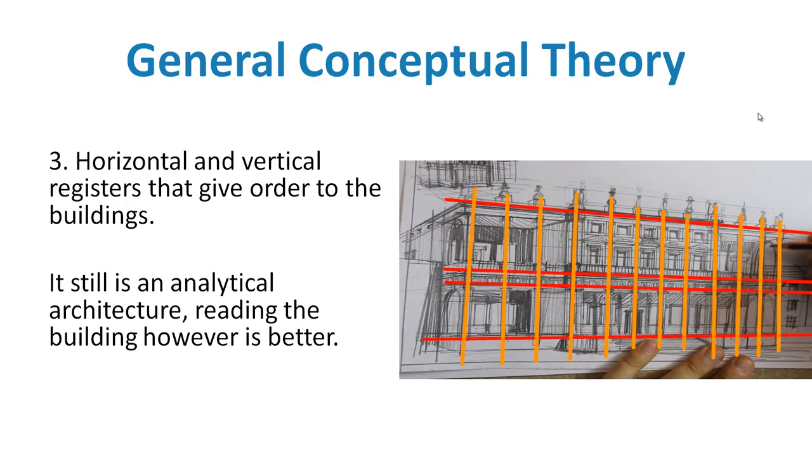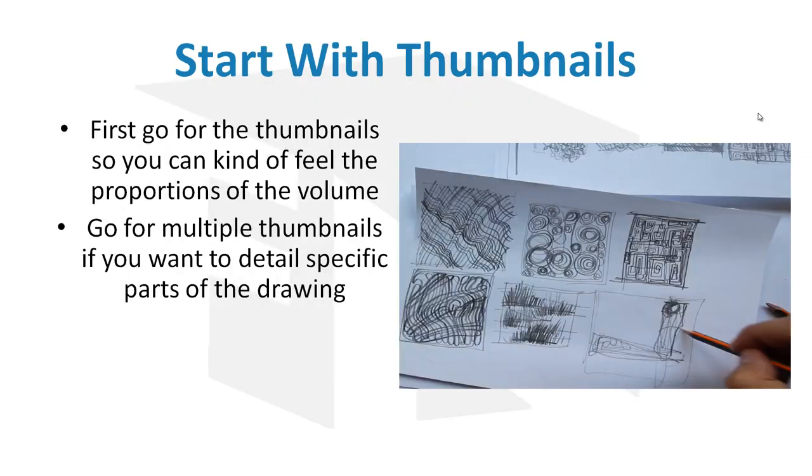Again, number three, the conceptual theory. The third principle would be a focus on vertical and horizontal registers, right? So although it's still an analytical architecture, it's got very good geometry. It's really clear, the vertical and the horizontal basically order space, which is again a principle that stays with us until today. So yeah, I recommend you start with thumbnails for sketching this.